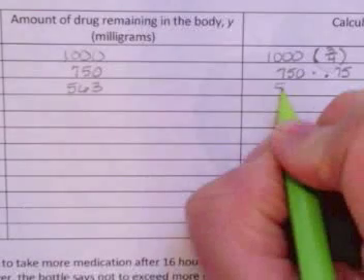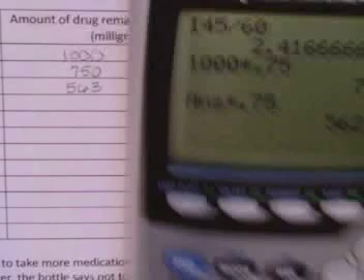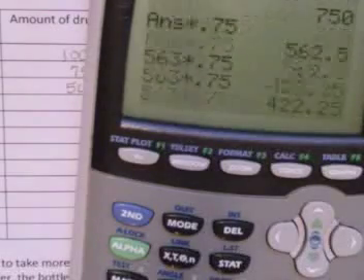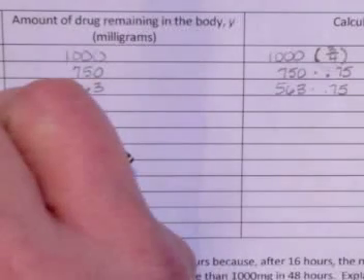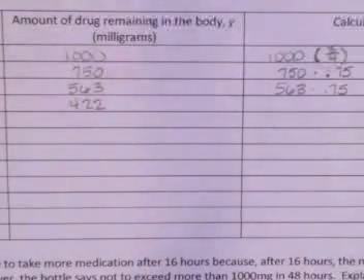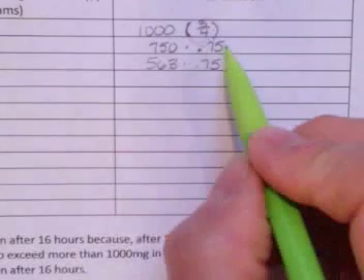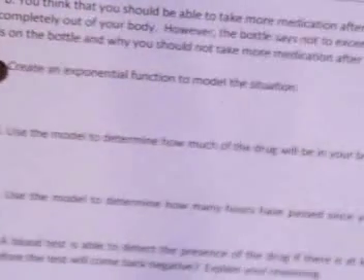And we're going to do that again. Take 563 and multiply that times 0.75. And we get 422. I'm going to round to 422. So after 12 hours, there's 422 milligrams of acetaminophen in your bloodstream. You'll notice what we're doing here is repeatedly multiplying by 0.75 over and over again. So it's a lot easier to create an exponential function to model the situation than it is to fill this table out on and on and on.